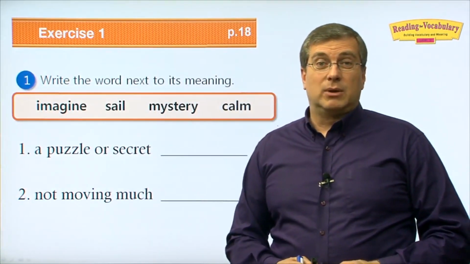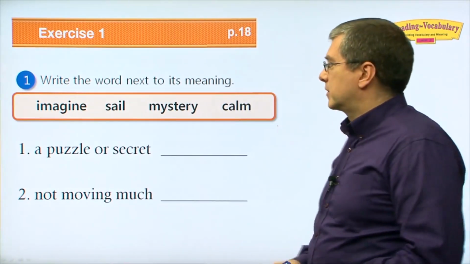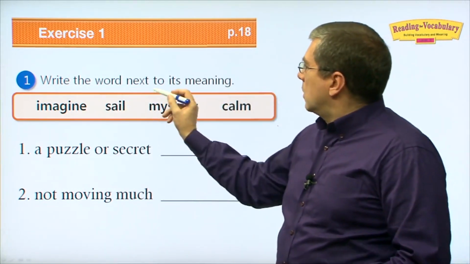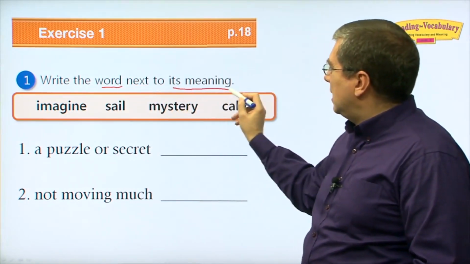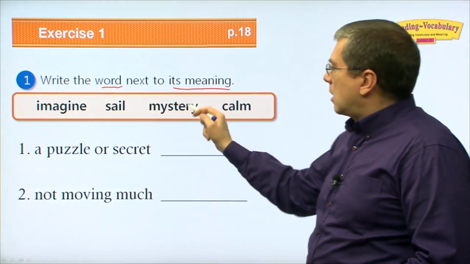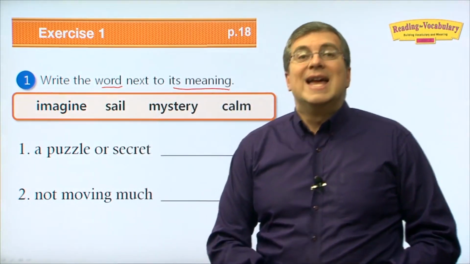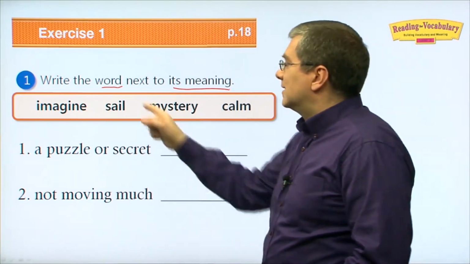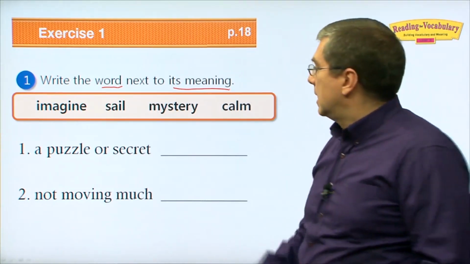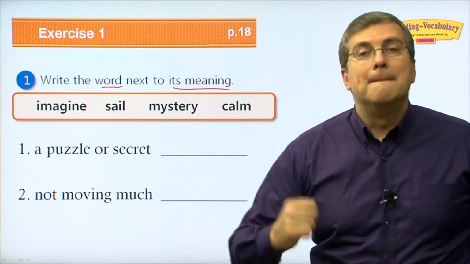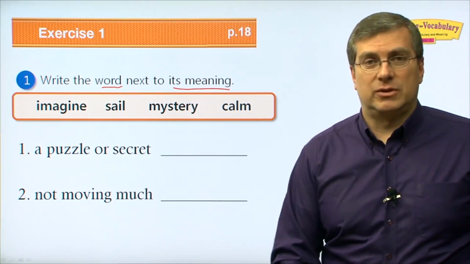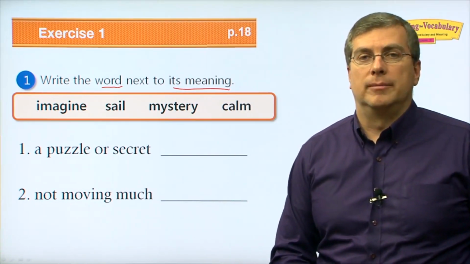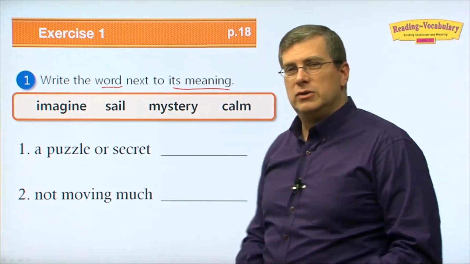Let's do some word vocabulary exercises. How well do you remember the words? Let's go over them. We have 4 definitions, right? We want to write the word next to its meaning or its definition. These are our words. First of all, we have imagine. That's the first word. Sail is our second word. Next, mystery. And then we have calm. Okay, those are our 4 words. We need to match them to our definitions.